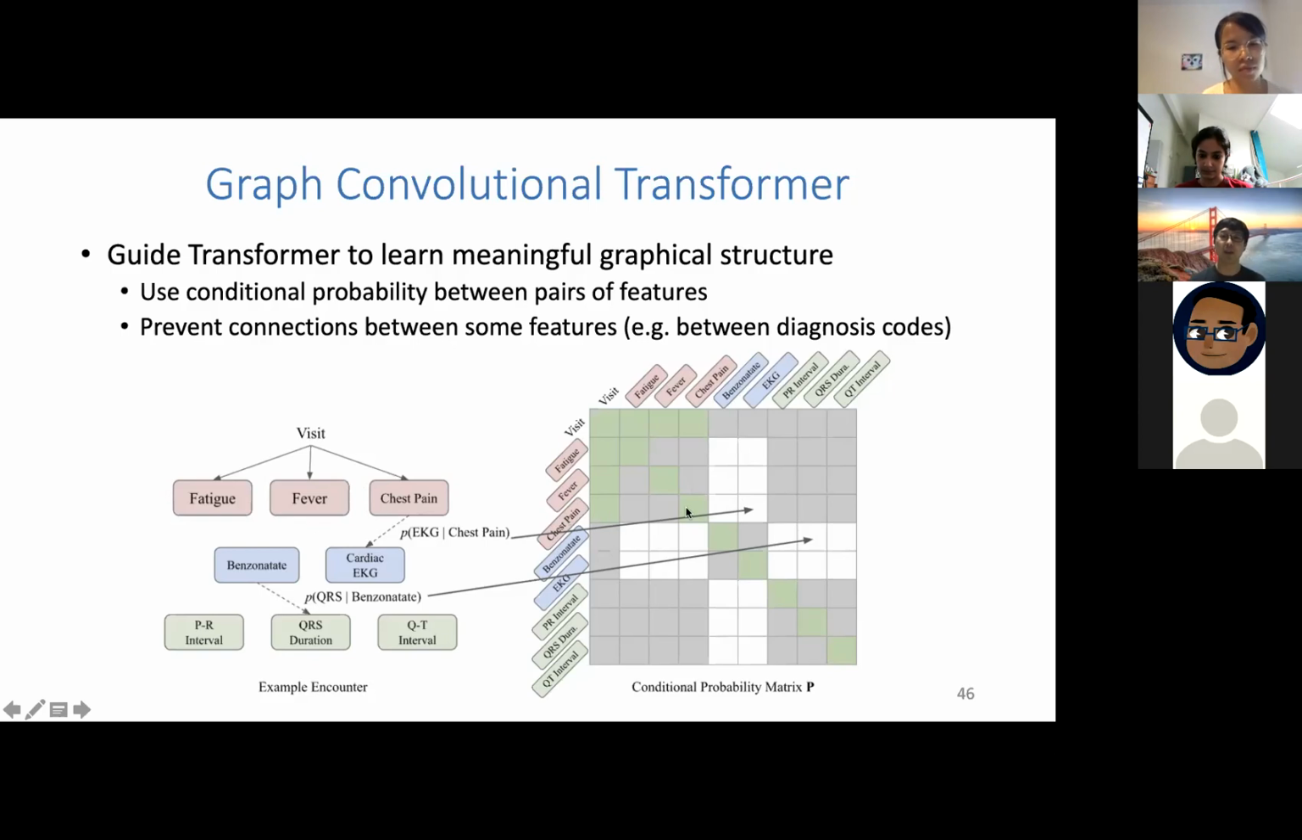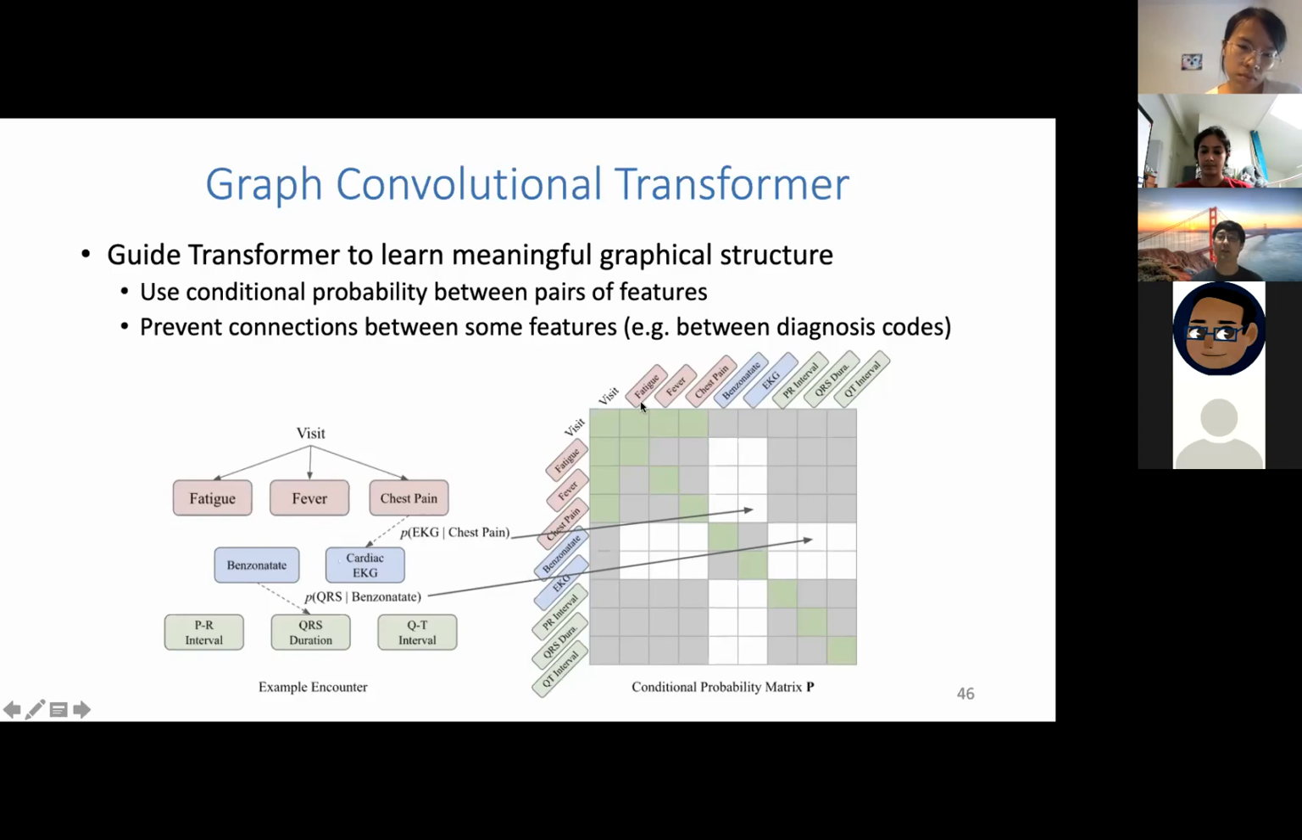So, for example, consider the conditional probability between chest pain and EKG. If you use the same conditional probability in both positions, it would be a symmetric matrix. But the conditional probability is actually not commutative. The probability of EKG given chest pain and the probability of chest pain given EKG can be different, so you can use an asymmetric matrix instead.